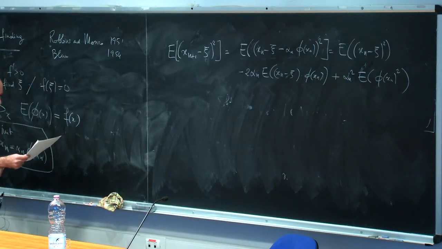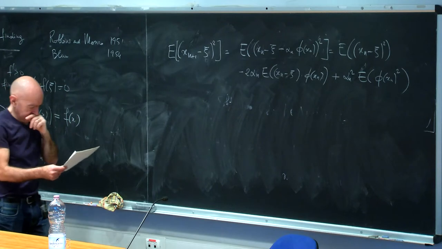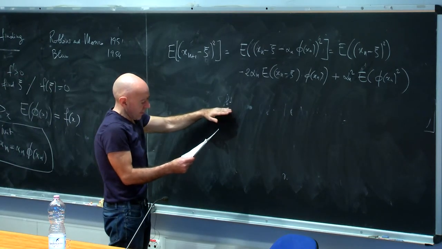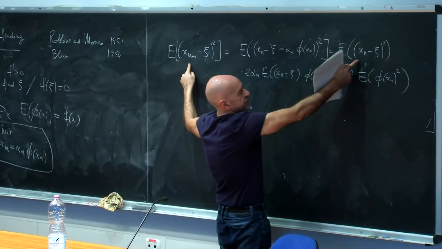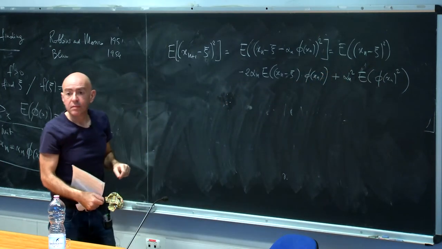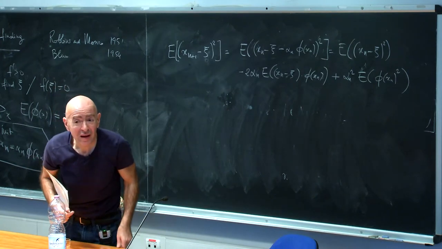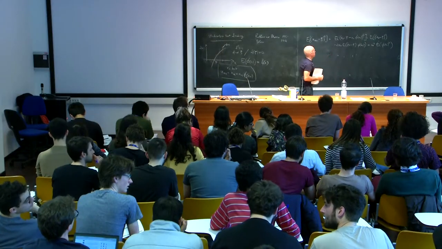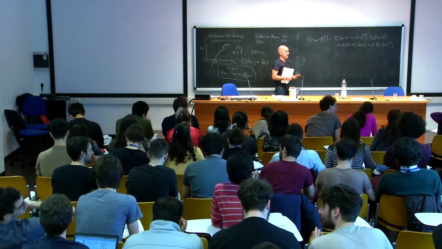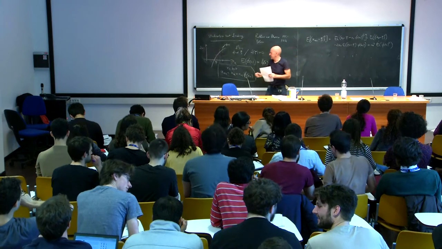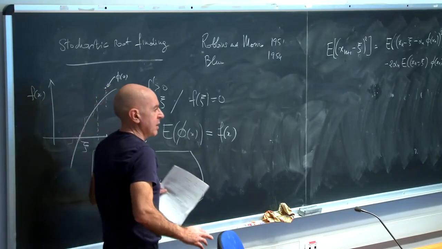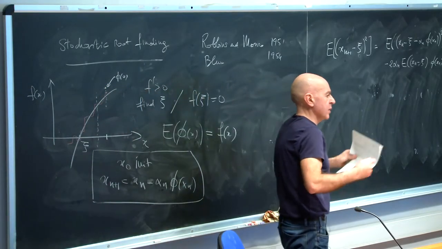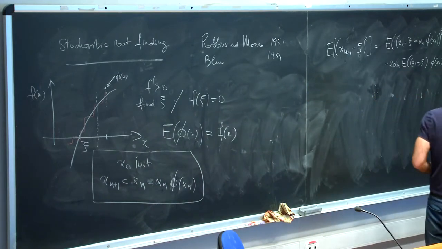Now, these two terms are two consecutive terms. Yeah? Why, sorry? It's because it's a fixed sequence of numbers which are not random, they are our choice in the algorithm. So we fix the sequence of alpha n at the beginning, which doesn't depend on the observation. It's something which is in our hands. It's going to be, I don't know, one, one half, one third, one fourth.